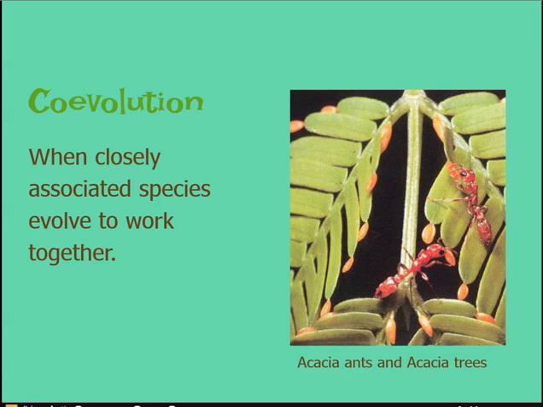What's great about this relationship is the acacia tree is feeding the ants, but in return, the ants protect the tree. If any animal, an herbivore, comes along and attempts to eat the acacia tree, the ants attack. They bite the herbivore so that the herbivore will leave, won't keep eating the plant. And so they've evolved this relationship where the two are helping each other, and that's called coevolution.